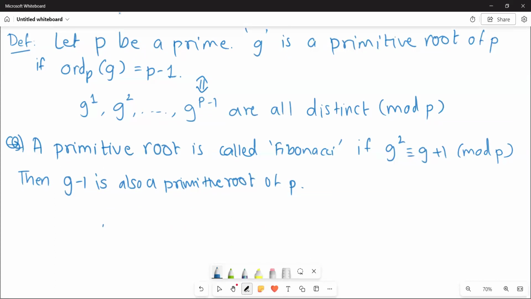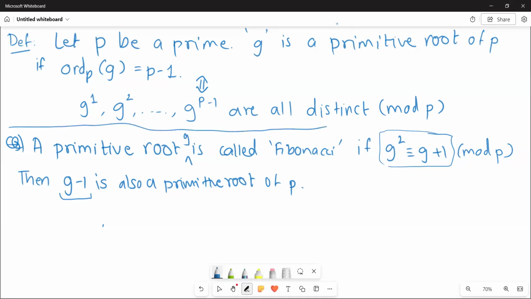So a primitive root is called Fibonacci or fancy or whatever you want to call it, if it satisfies this condition as well, along with being a primitive root. Then this will imply that G minus 1 is also a primitive root of P. Do you have to prove that now? Yeah, okay, this is the question. I just gave the definition in case you didn't know. This is the actual question.